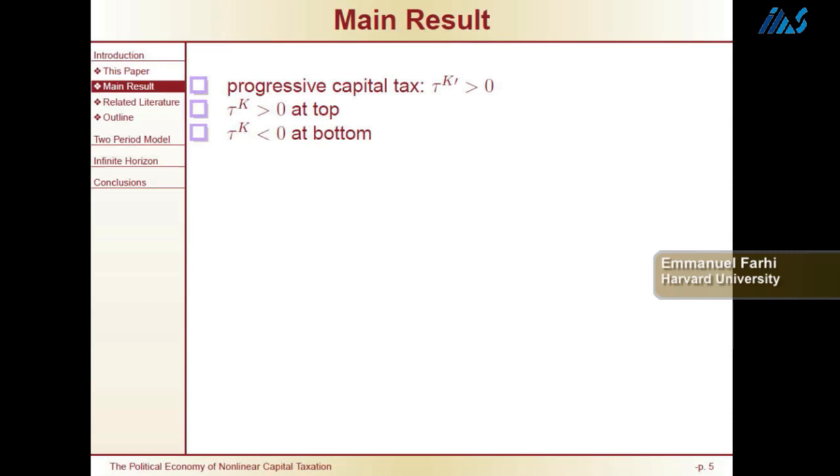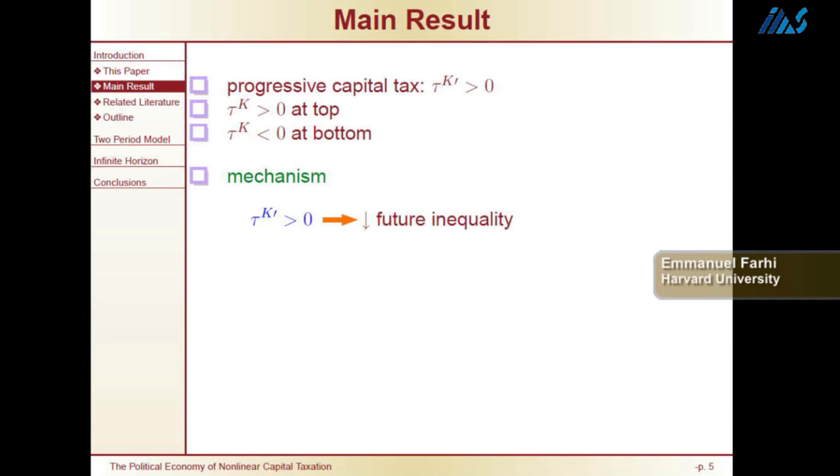And the mechanism is going to be really straightforward. The idea is that by increasing the progressivity of capital taxes, you're going to compress inequality in the future. Richer people are going to face higher taxes on capital than poorer people. So the inherited distribution of wealth is going to be more compressed than otherwise. So you're going to reduce future inequality.